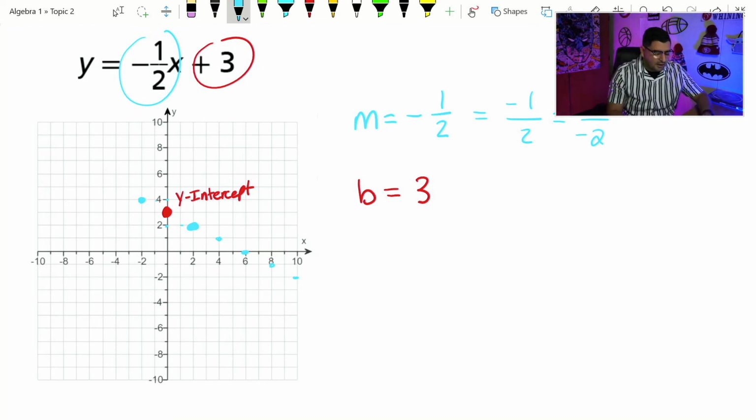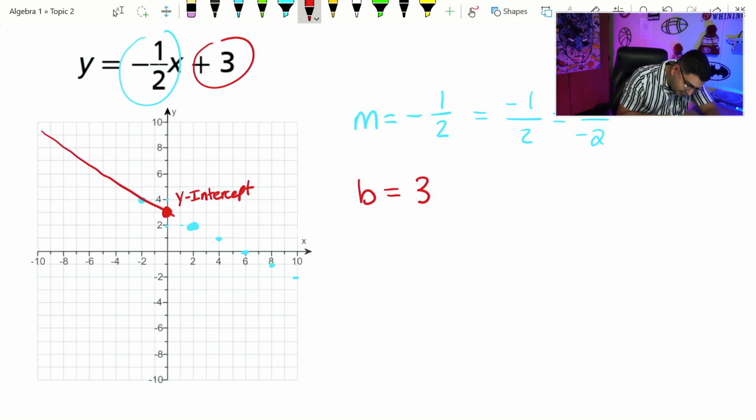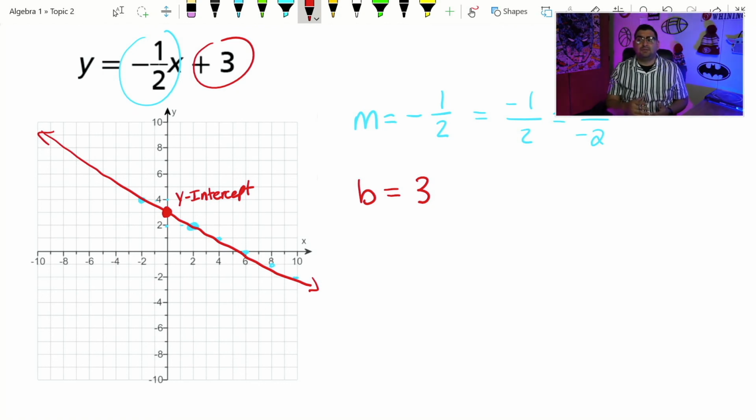No. But for some of you, it might be helpful when you're drawing the lines. So then I would just connect all these points as best as I can. And that would be the equation y equals -1/2 x plus 3. Again, notice negative slope led to a line that's going downwards. Okay? And that's how we use the slope-intercept form to graph a line directly from the equation.